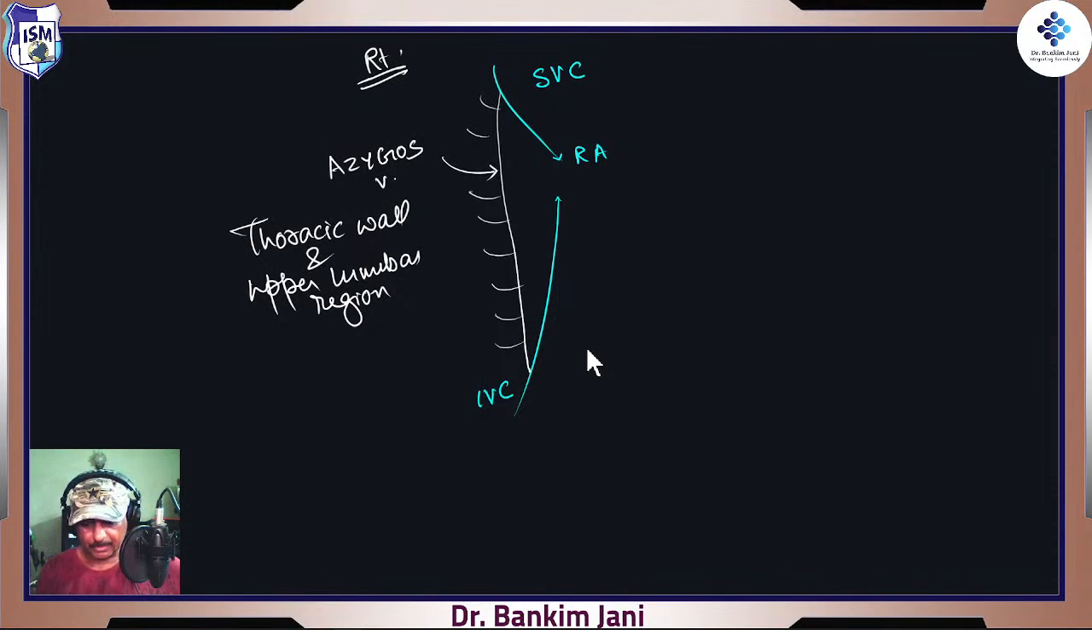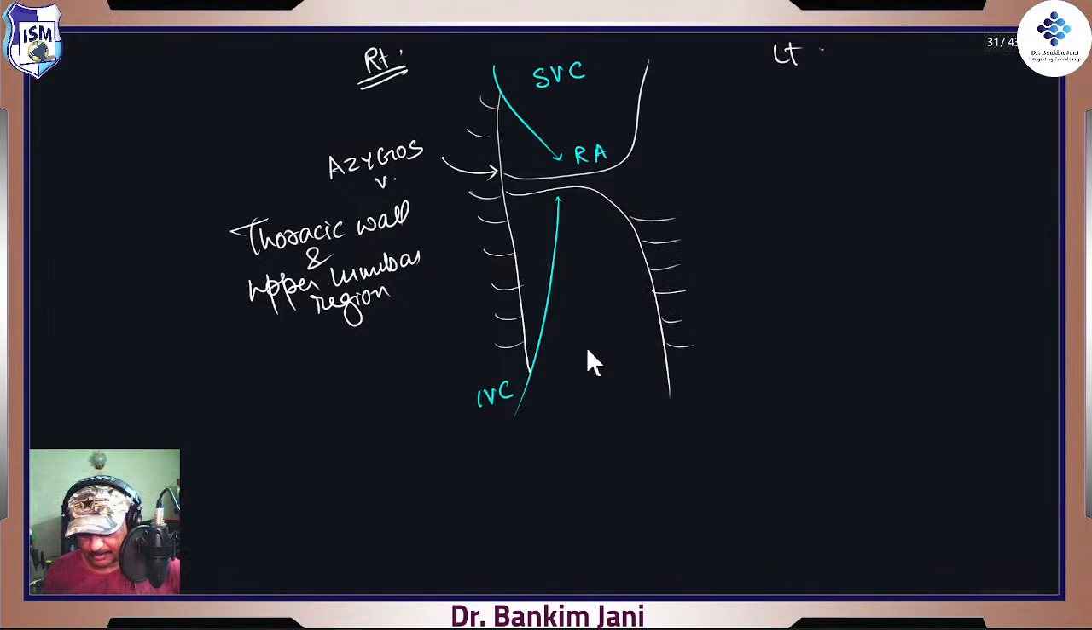Interestingly, this is what is happening on the right side, but not on the left side. On the left side, things are a bit different. It is like this. That's the left side, right? So it means, again, there would be the thoracic wall and upper lumbar region even on the left side, right? But this is now called the hemiazygos, because it will be draining into the azygos vein here.